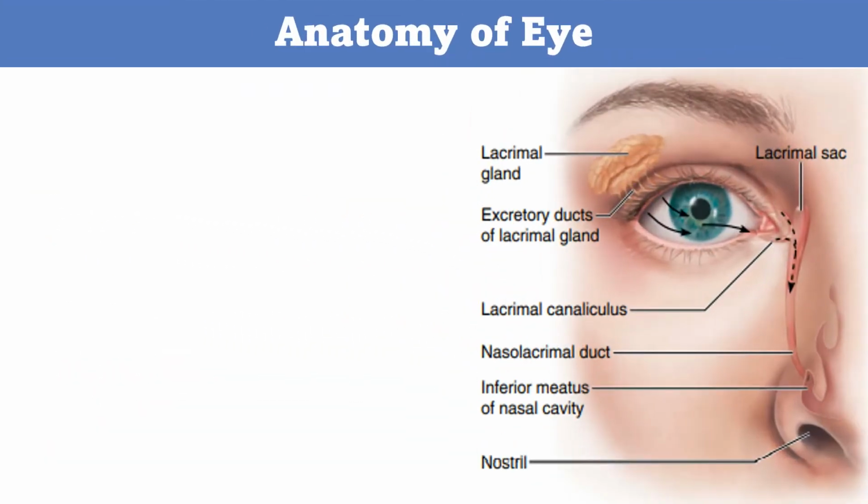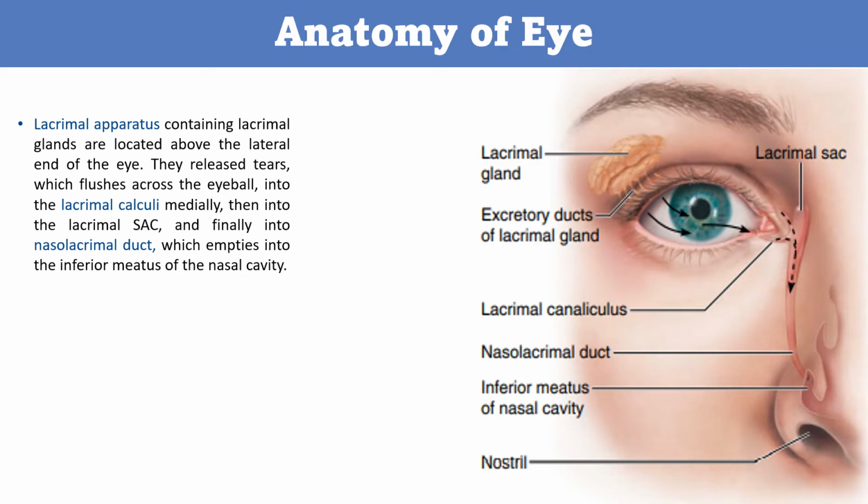Next is the anatomy of the eye. The lacrimal apparatus, containing the lacrimal glands, is located above the lateral end of the eye. They release tears which flush across the eyeball into the lacrimal canaliculi medially, then into the lacrimal sac, and finally into the nasolacrimal duct, which empties into the inferior meatus of the nasal cavity.